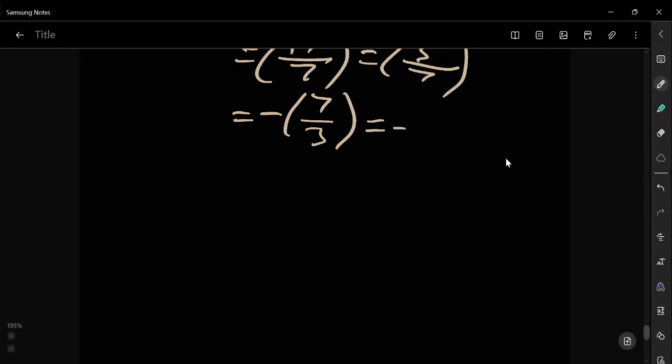7 over 3 is just 1 over 3, but we know that 1 is always a quadratic residue for all primes, because 1 is just 1 squared. So that is equal to minus 1. That means that 31 is indeed not a quadratic residue modulo 1009.